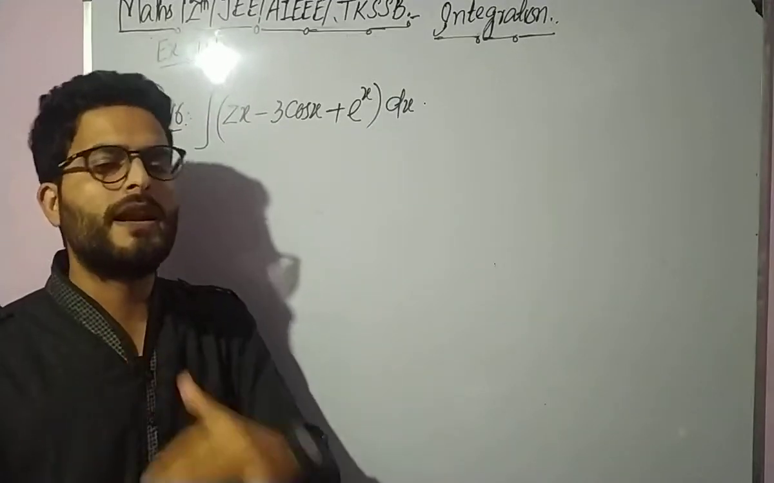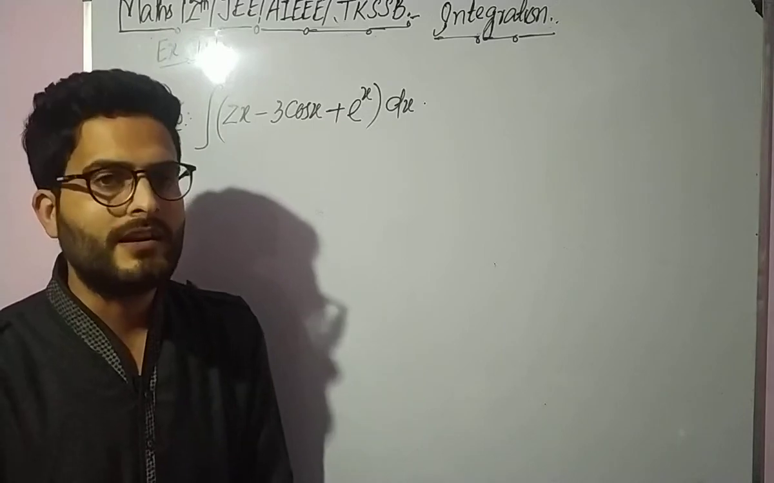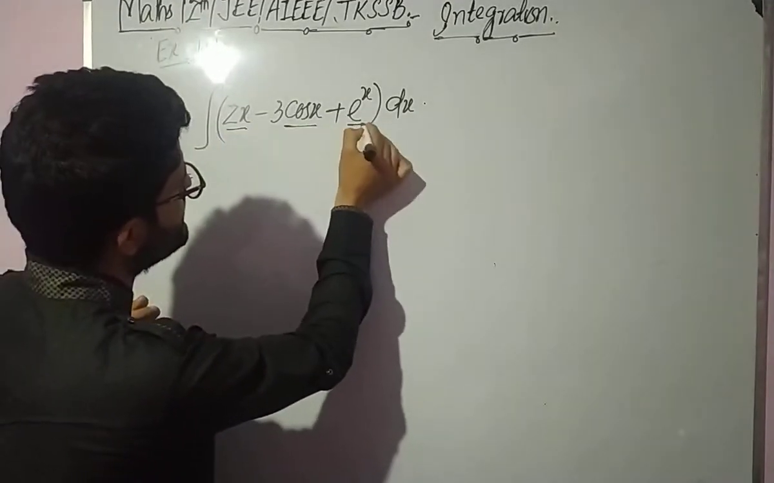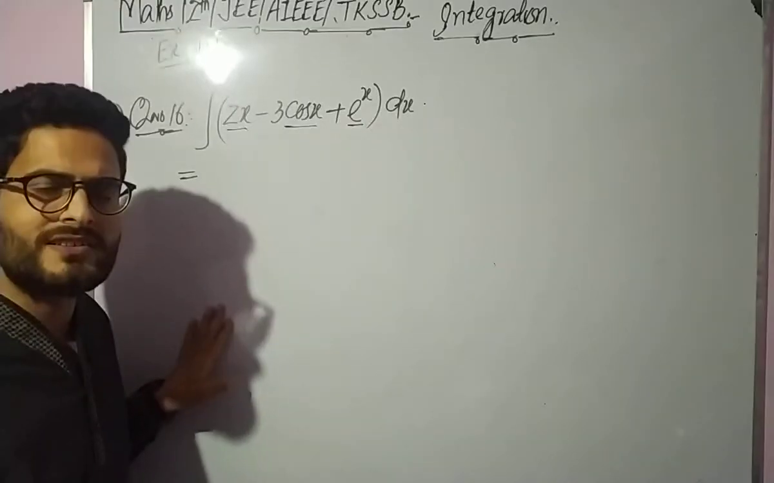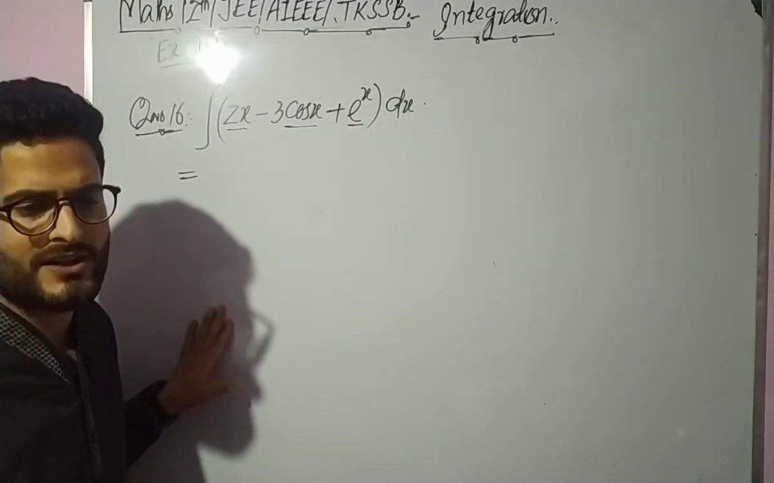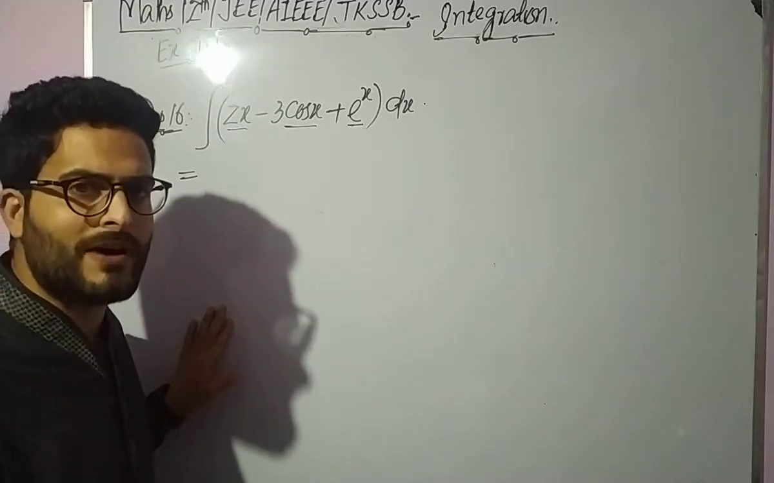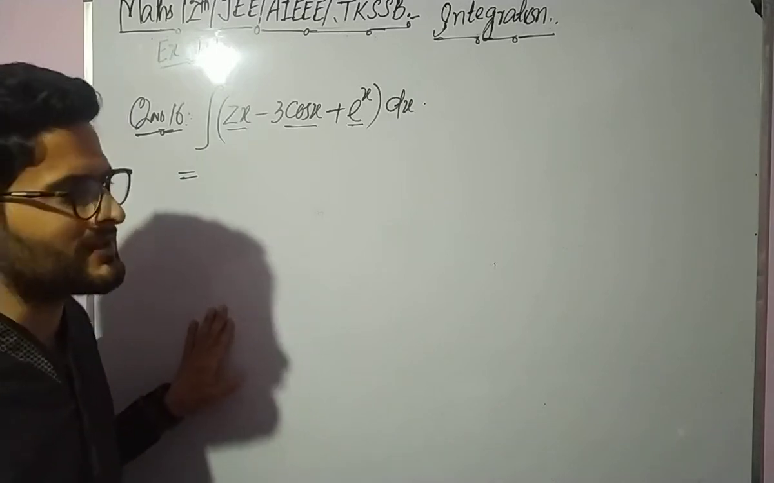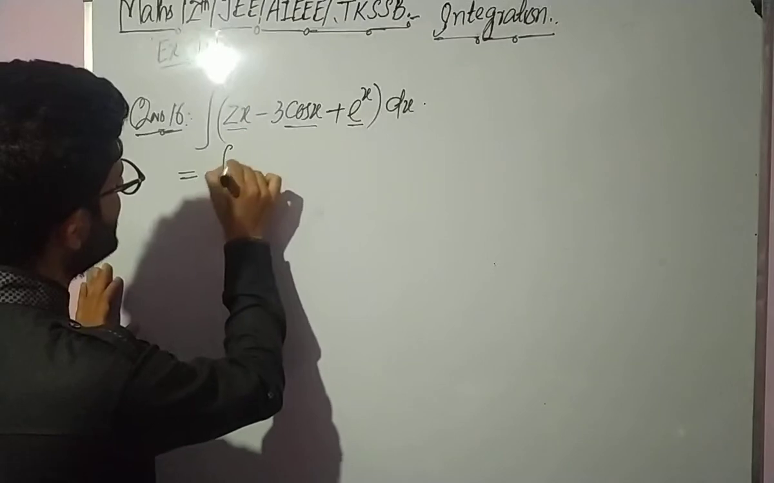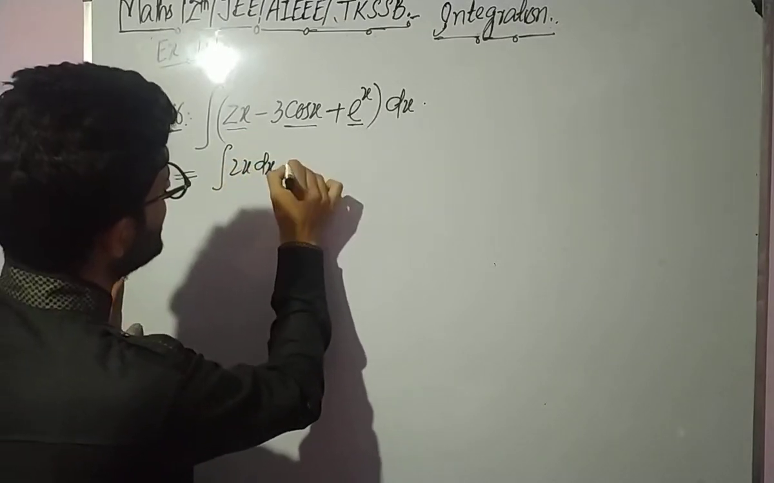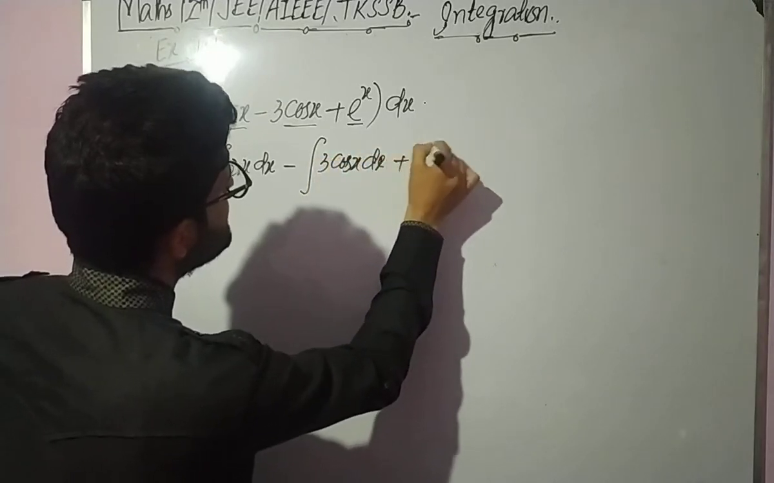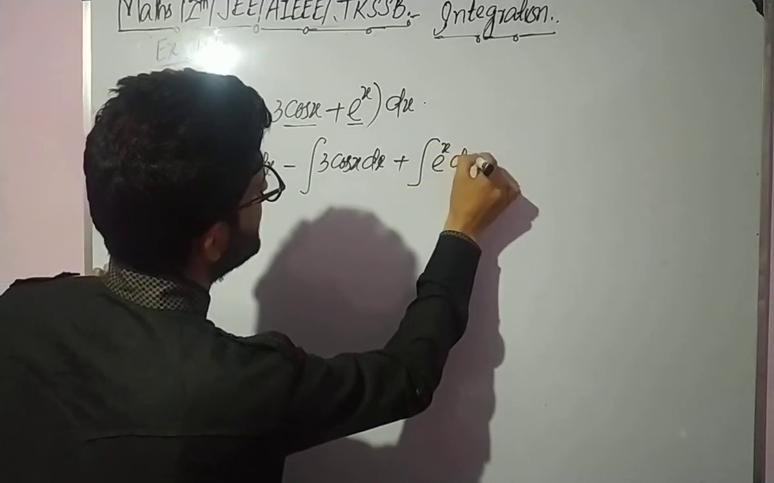A combination of three functions is placed here, and we have to find its antiderivative, primitive or integral. So in order to find its integral, we will proceed like this. There are three functions in the integrand, and all three functions are connected by addition and subtraction. When two or more functions are connected by addition or subtraction, the integral must be separated. So it is equal to integration of 2x dx separately, minus integration of 3 cos x dx separately, plus integration of e power x dx separately.